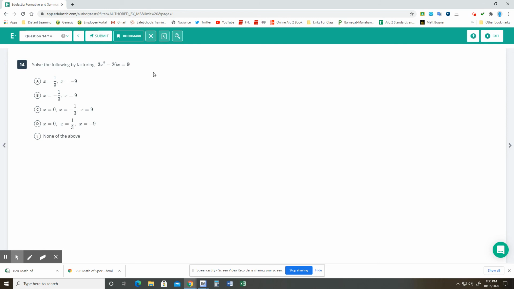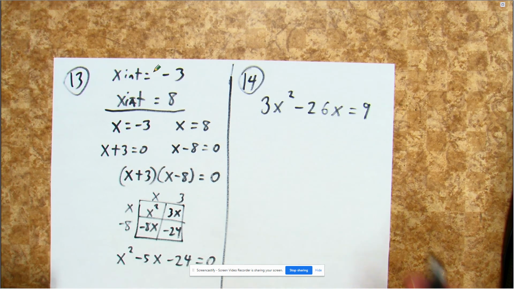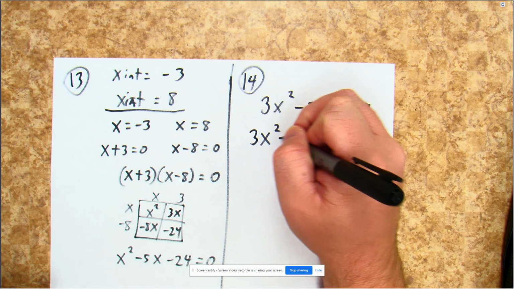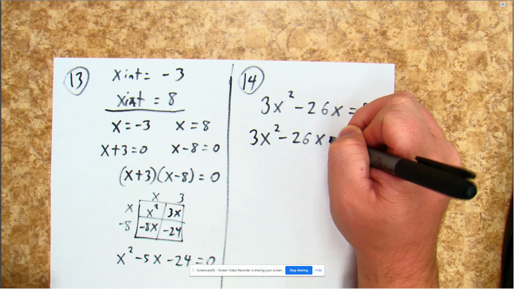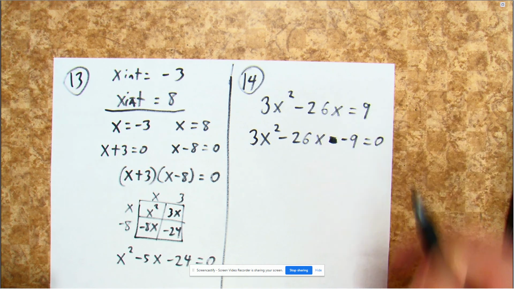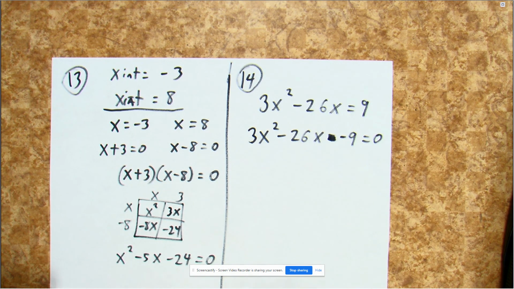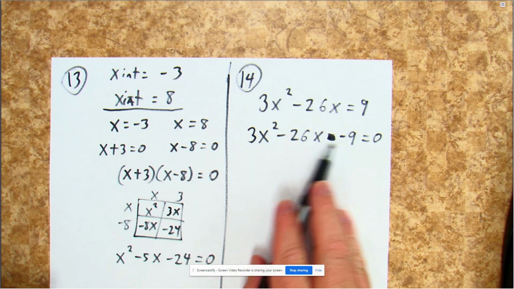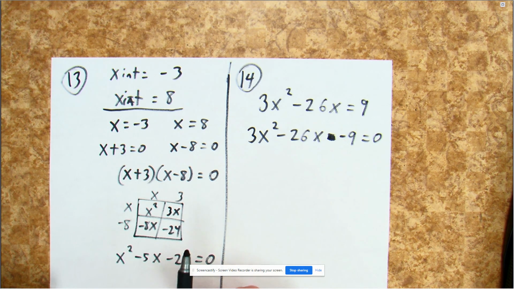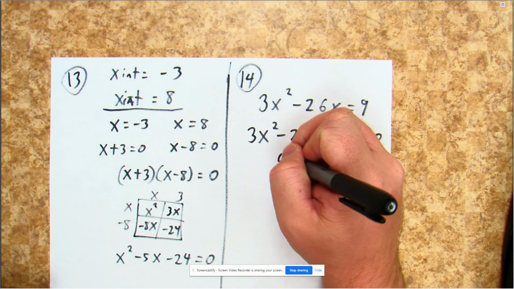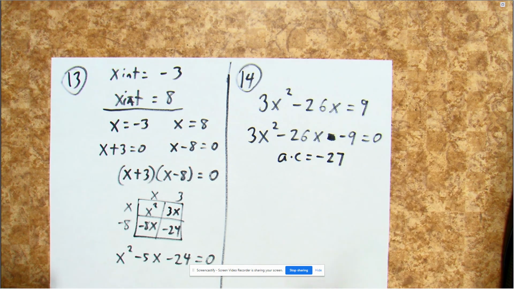Finally, number 14. Number 14 wants you to solve the following by factoring: 3x squared minus 26x equals 9. Now, they do give you a none of the above option. We'll deal with that in a minute. I have to get one side of the equation equal to 0 by subtracting the 9 from both sides. If I'm looking for a GCF, I would love to take out a 3, but that 26 does not have a 3 in common. So A times C is negative 27.